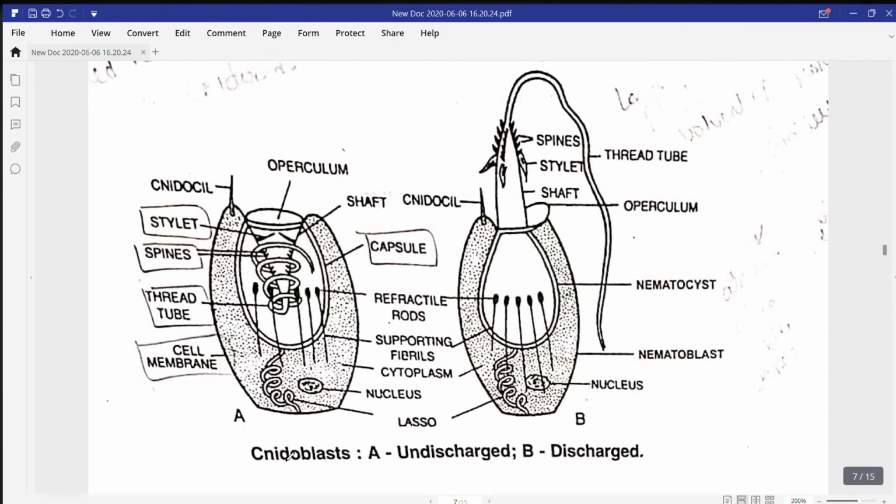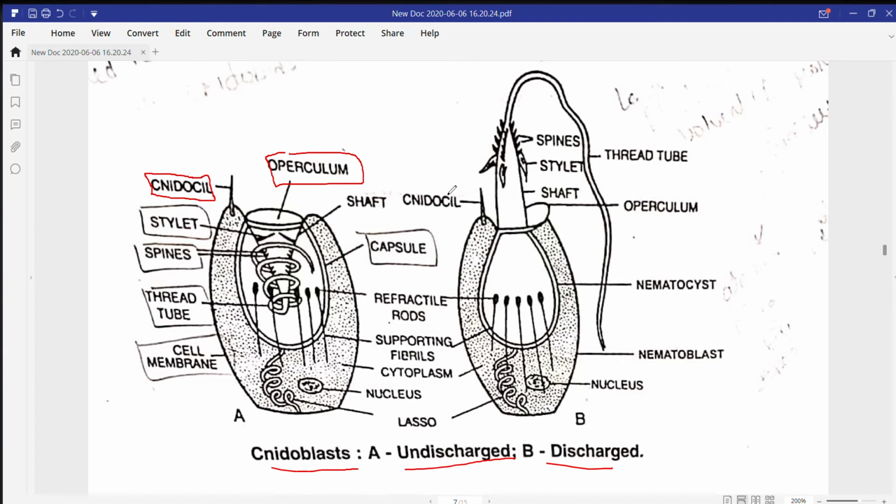This is a cnidoblast cell, or we call a nematoblast cell. First is undischarged and second is discharged. Now this is a vase-like structure that contains a cnidocil. This cnidocil is basically responsible for triggering the whole reaction for protection. Now this operculum is working as a lid that covers something, a lid.